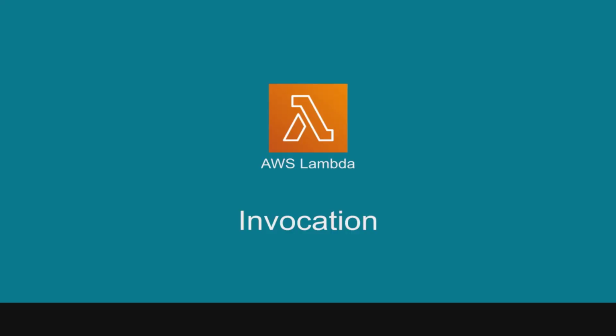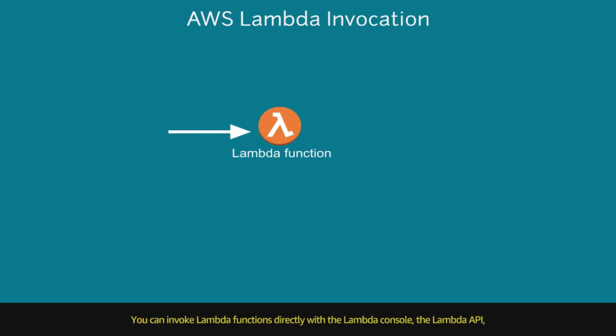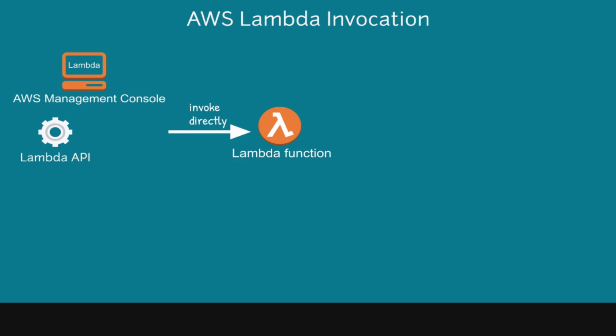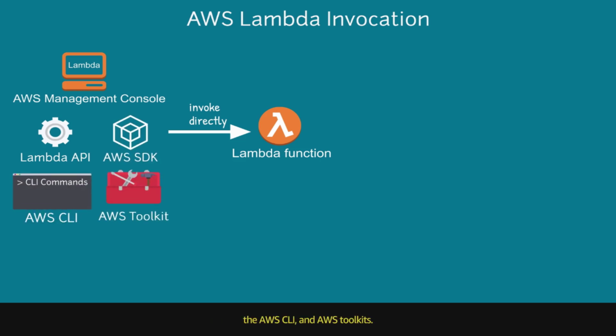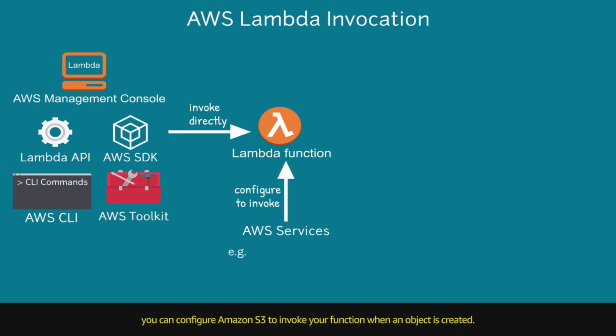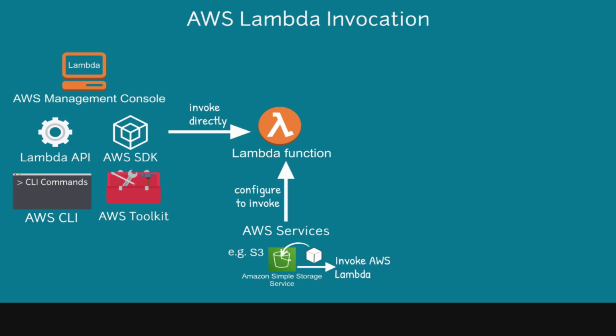Lambda Invocation. You can invoke Lambda functions directly with the Lambda console, the Lambda API, the AWS SDK, the AWS CLI, and AWS toolkits. You can also configure other AWS services to invoke your function. For example, you can configure Amazon S3 to invoke your function when an object is created.